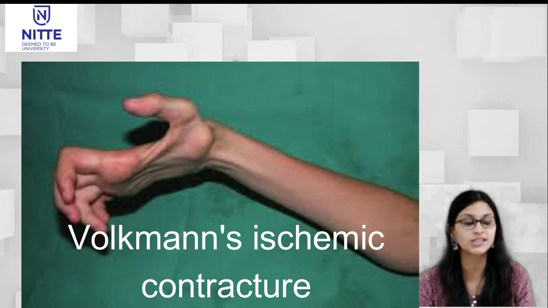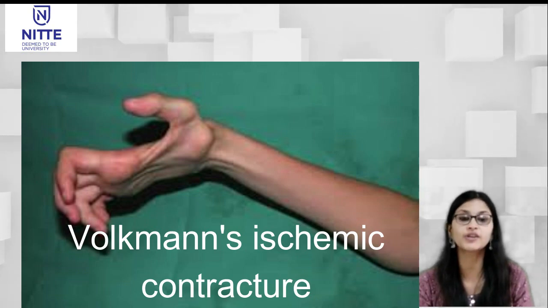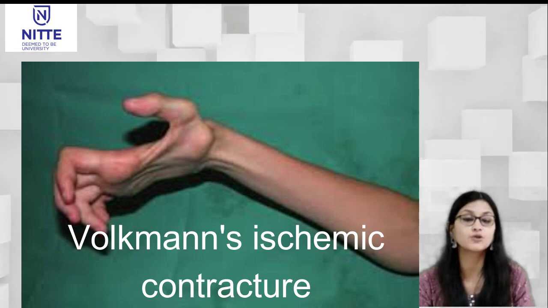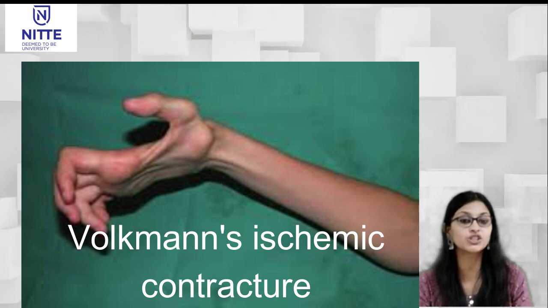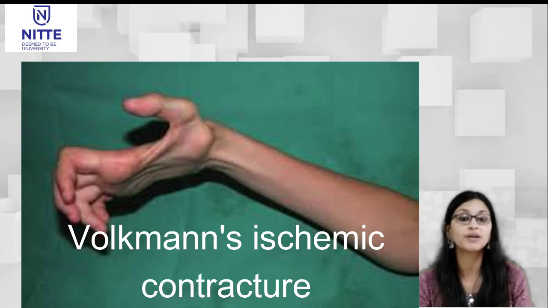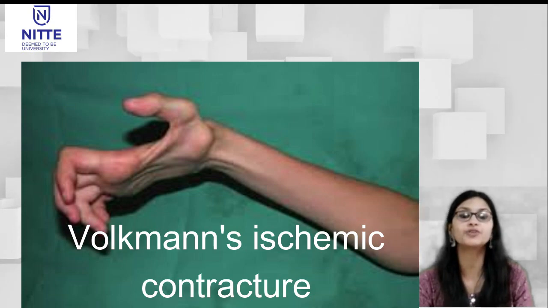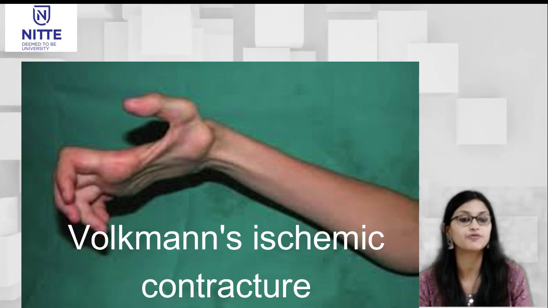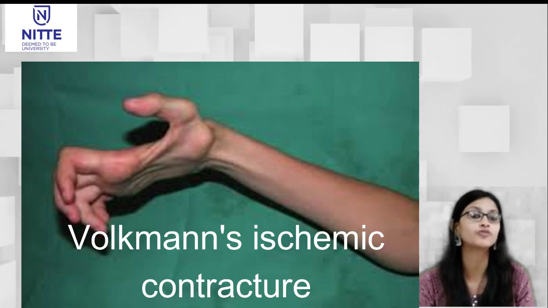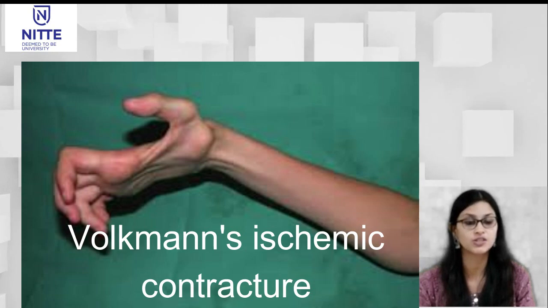Now about Volkmann's ischemic contracture. Injury to the brachial artery in a supracondylar fracture of the humerus causes compression of the brachial artery, because of which there will be interference with the blood supply. It results in ischemia. There will be fibrosis and contracture of the forearm muscles due to the loss of blood supply.